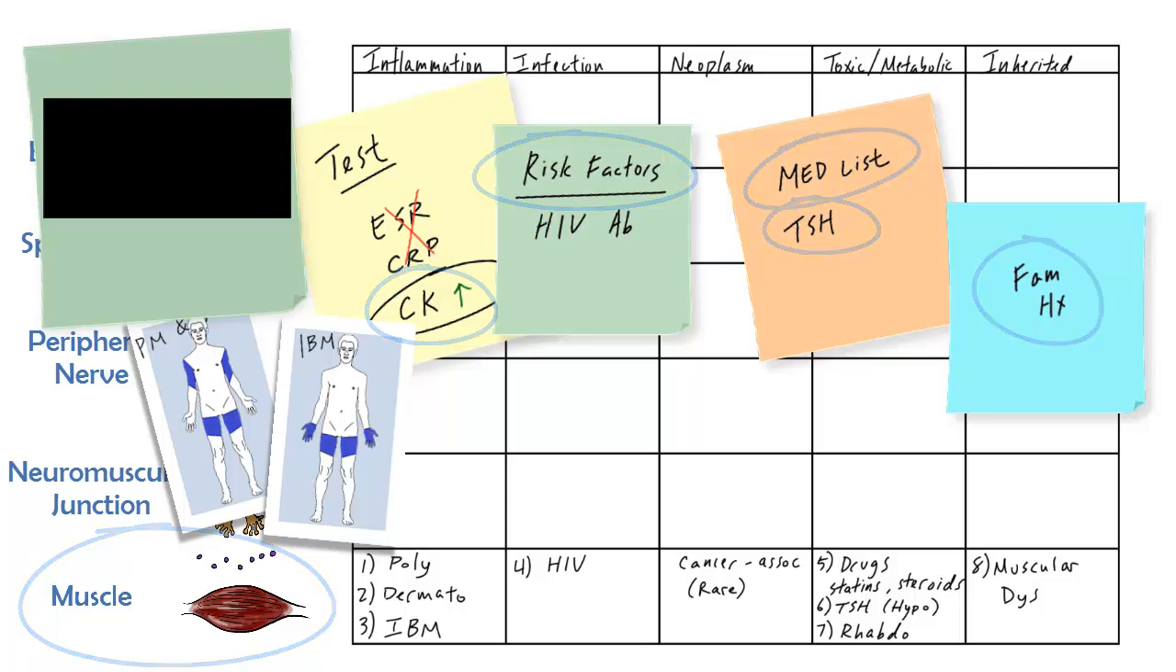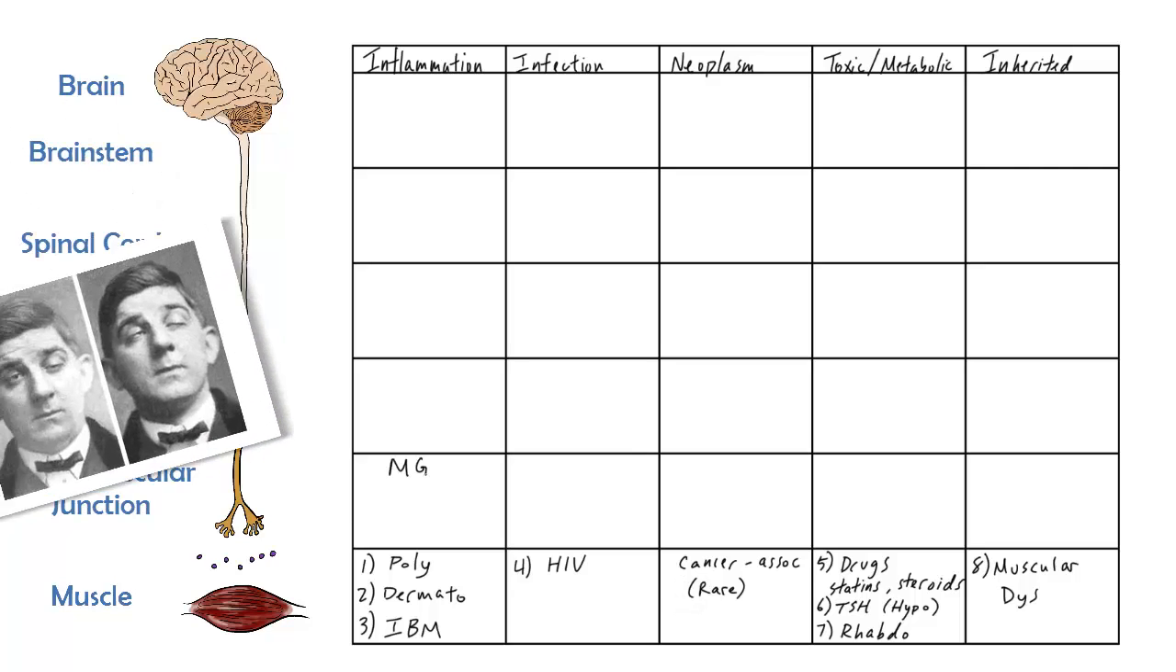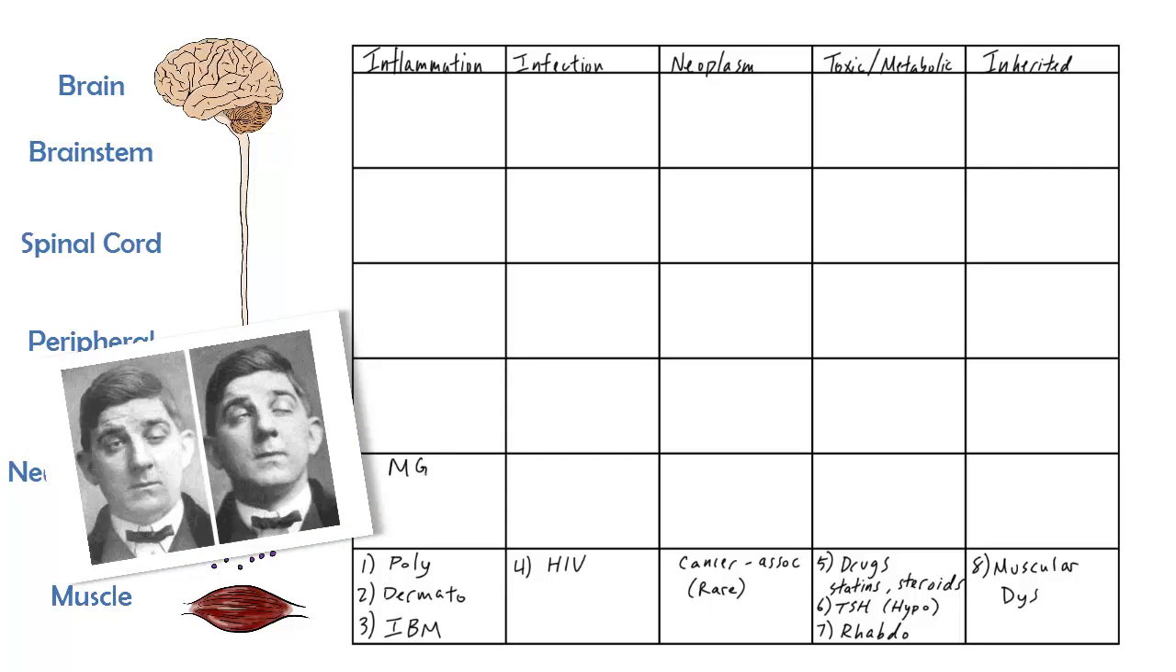Good, so that's the muscle. So let's move on to the neuromuscular junction. And let's start with inflammation. What do we call inflammation at the level of the neuromuscular junction? Good, myasthenia gravis, exactly. So myasthenia gravis is the name that we give to inflammation that affects the neuromuscular junction.